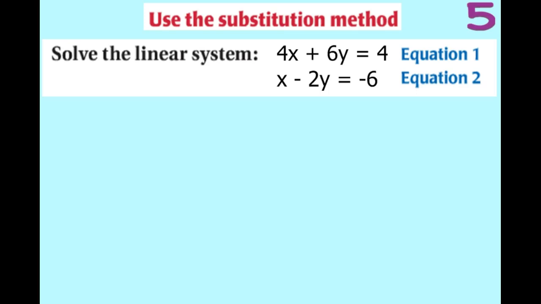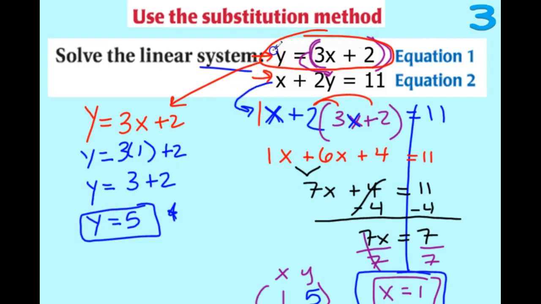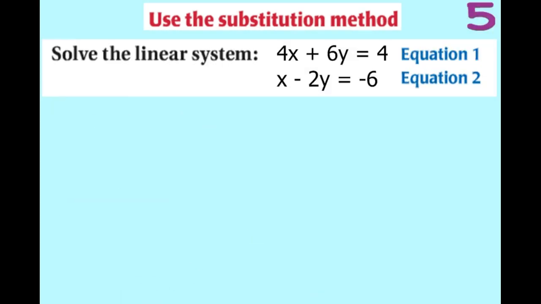The only thing that's different on this next problem is that in the past I had an x all by itself, so I could plug that in for x, or I had a y all by itself, so I could plug that in for y. But now I don't have x or y by itself. So what I need to do is solve one of these to get x or y by itself so we can substitute or plug it in.